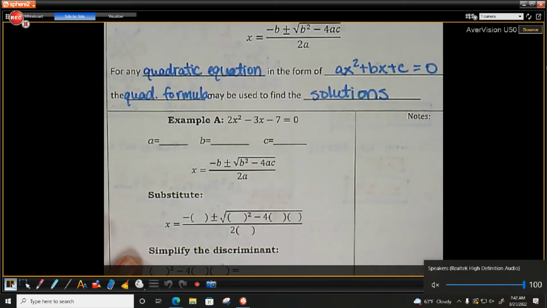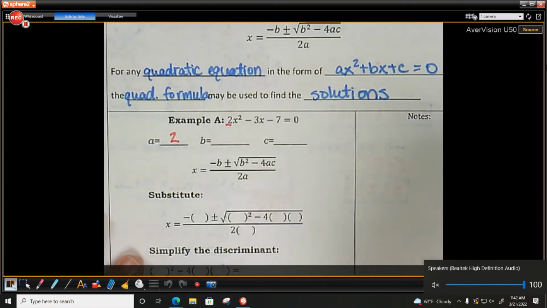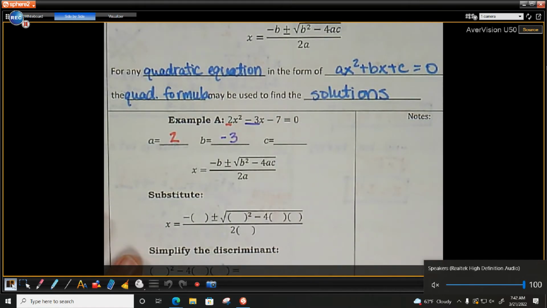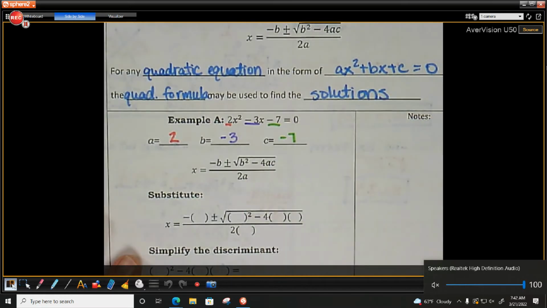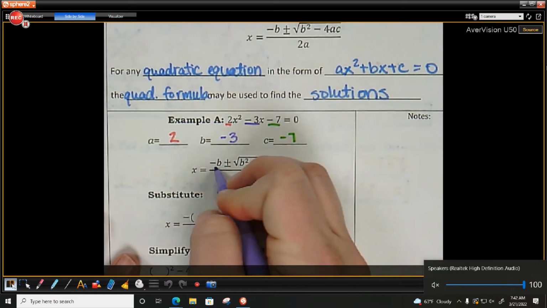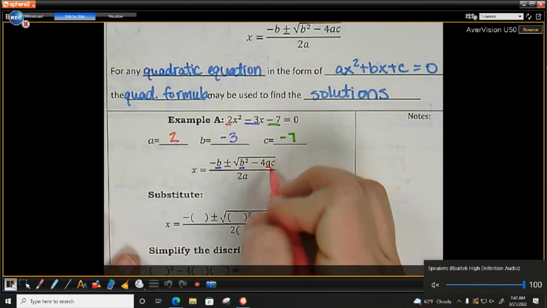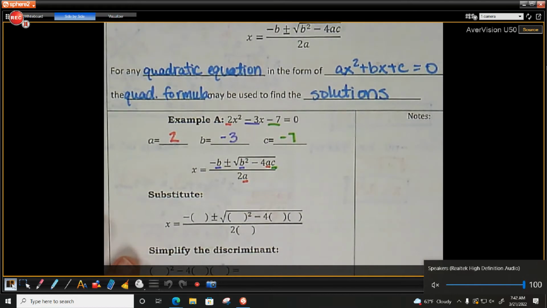What's my a? Remember, when we list out our a, b, and c, we are not using the variables, just the coefficients, just the numbers. What's my b? -3. Yusra, what's my c? -7. So, anywhere I see a b, I'm going to replace with -3. Anywhere I see an a, I'm going to replace with 2. And anywhere I see a c, I'm going to replace with -7.